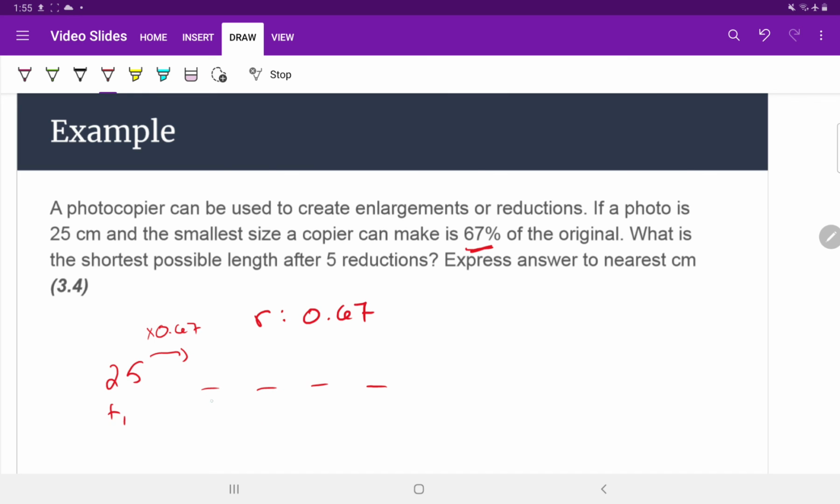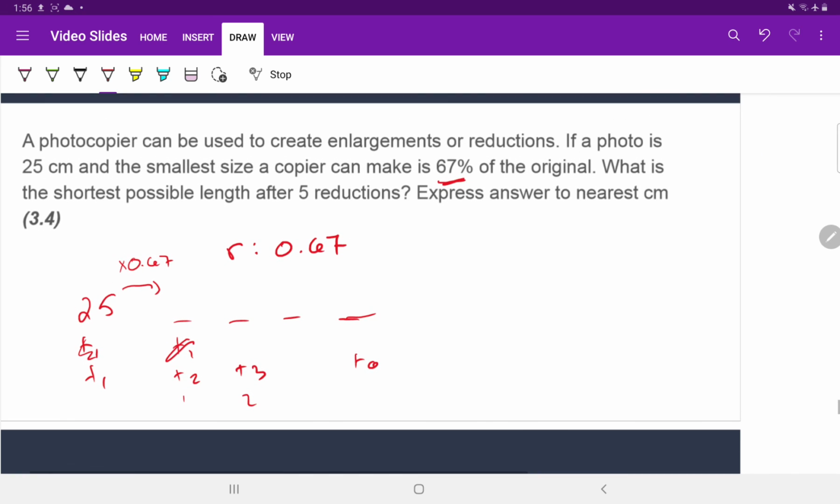Actually, this is interesting. Term 1, I guess it kind of depends on how you want it. So term 1, there's no reduction. Term 2 is the first reduction. Term 3 is the second reduction. So we'd actually want term 6. Express this answer to the nearest centimeter.